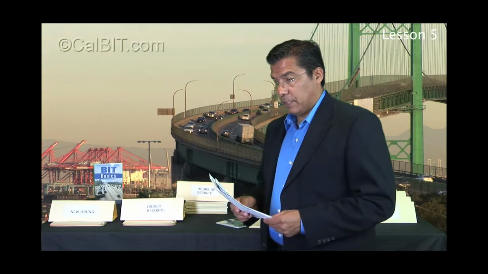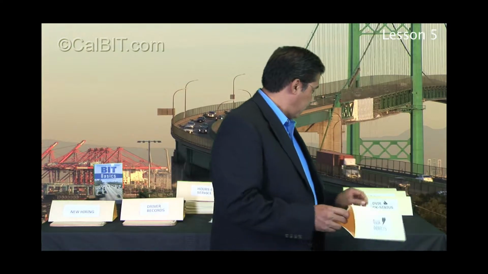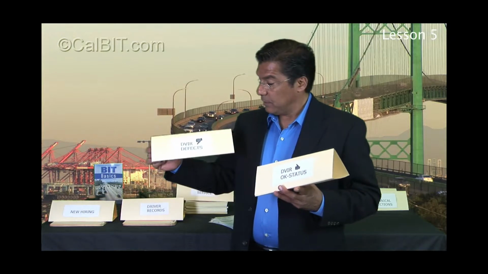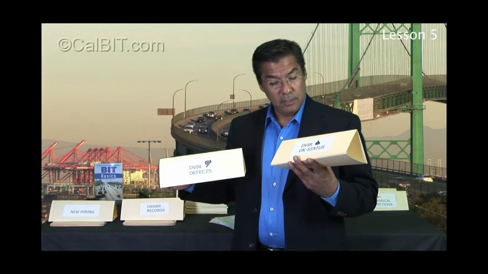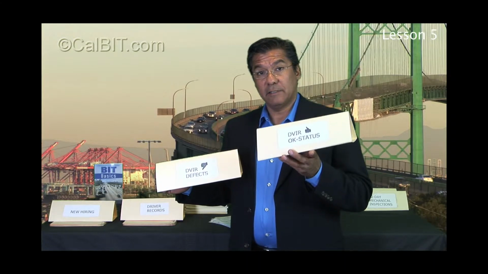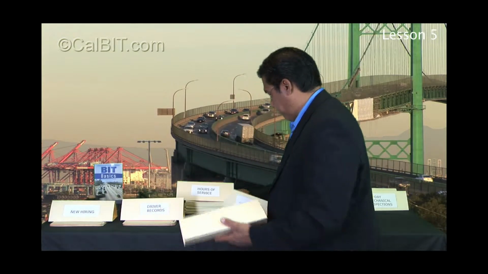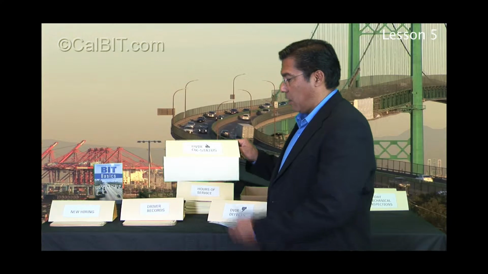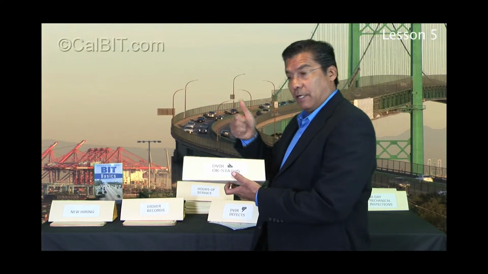So what I do is I do two things. First off, we've got thumbs up, thumbs down. DVIR defects, thumbs down. DVIR OK status, thumbs up. And what I do is I take your ordinary box, make it simple. That's what this whole program's about, just simplifying it so we don't overcomplicate it. But we take a box here, and these are our OK status, thumbs up.